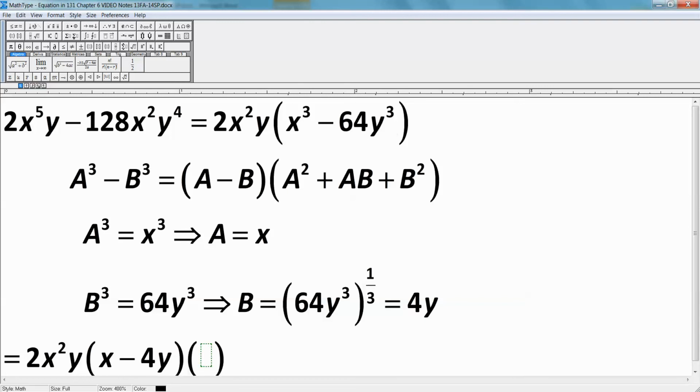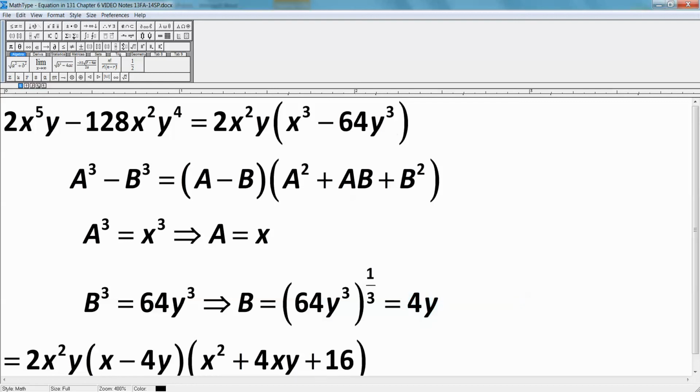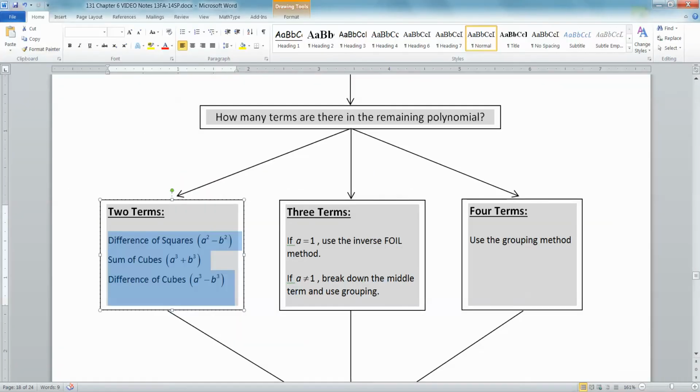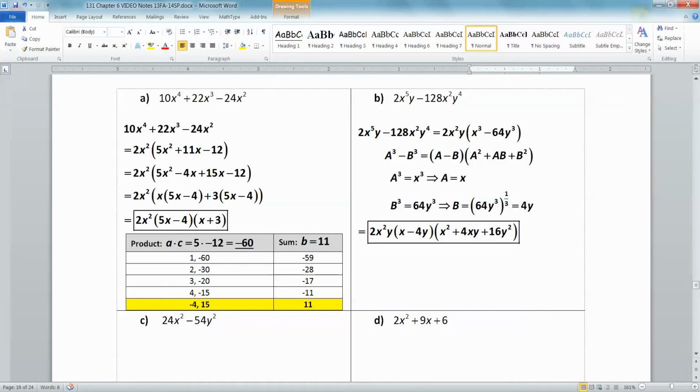And then x squared, so that'd be x squared plus 4xy plus, now b has to be squared. So I'm going to take all of 4y and I want to square it. So 4y times 4y would be 16y squared. Don't forget to square the 4. And we're done. All right, next.